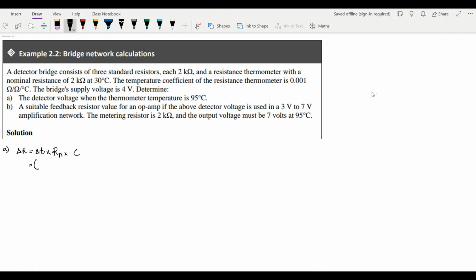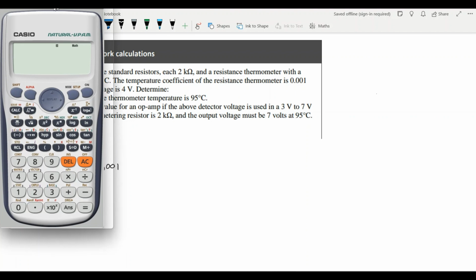Now, the change in temperature here, because they want us to calculate when the thermometer temperature is 95 degrees Celsius, we're going to say 95 degrees Celsius minus 30, which is the initial temperature where the nominal resistance is at, multiplied by the value of the nominal resistance, which is 2000, multiplied by the temperature coefficient, which is 0.001, just like that. And then we'll punch that directly into our calculator.